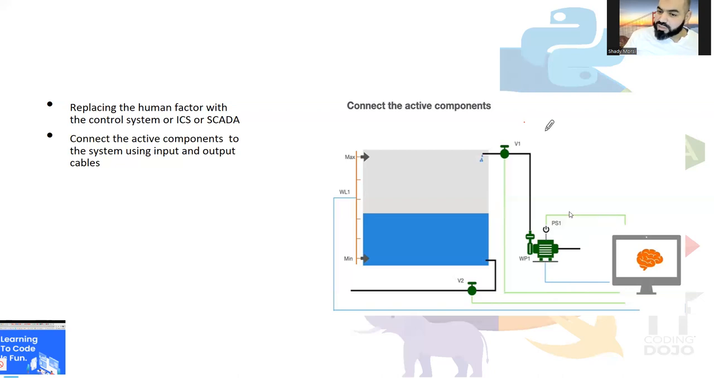If I wanted to turn the motor on and off, I will connect it with a green line. If I wanted to turn the valve on and off, I will connect it with a green line. If I wanted to change the status of this valve, I will connect it with a green line, which represents that I'm changing the status of this device. Okay, and I will tell you how to change the status of the device, but I'm just telling you what the blue line means and what the green line means. So if I'm reading, monitoring, it's going to be blue. If I'm going to change status, it's going to be green.